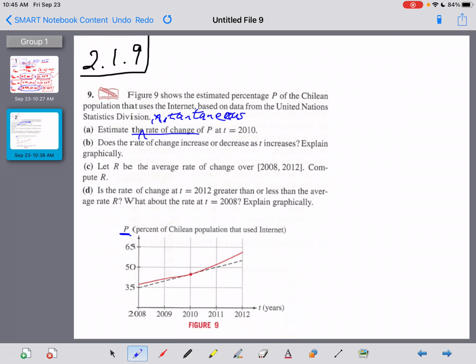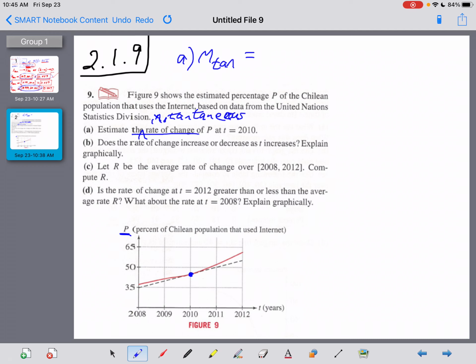And one of the big takeaways from this section is that an instantaneous rate of change, in this case right here at this dot at 2010, is the slope of the tangent line to the curve at that particular point. So that's essentially what they're asking us to do here in part A. They want us to come up with the slope of the tangent line to this curve at t equals 2010. And they were nice enough to draw that tangent line in for us. That's what that dotted black line is for. So our job is to come up with the slope of that dotted black line.